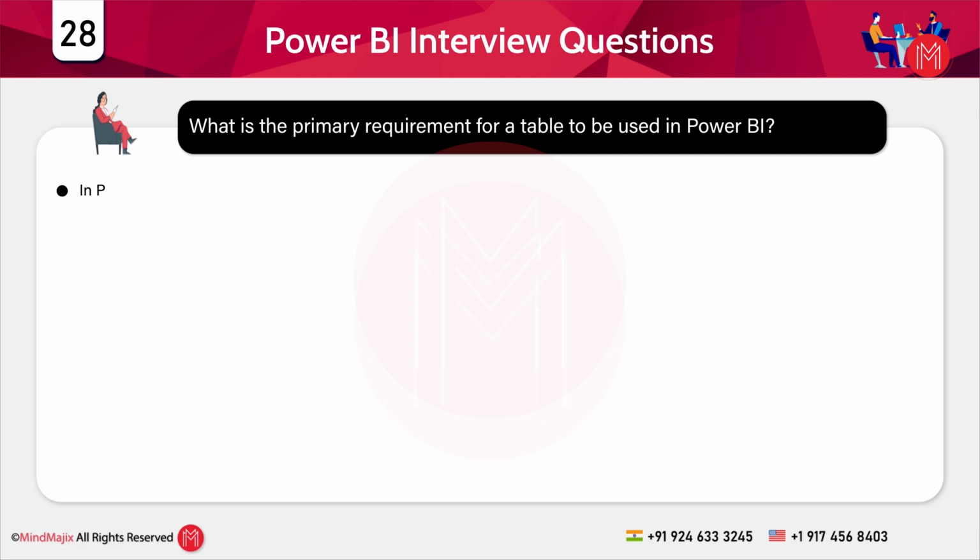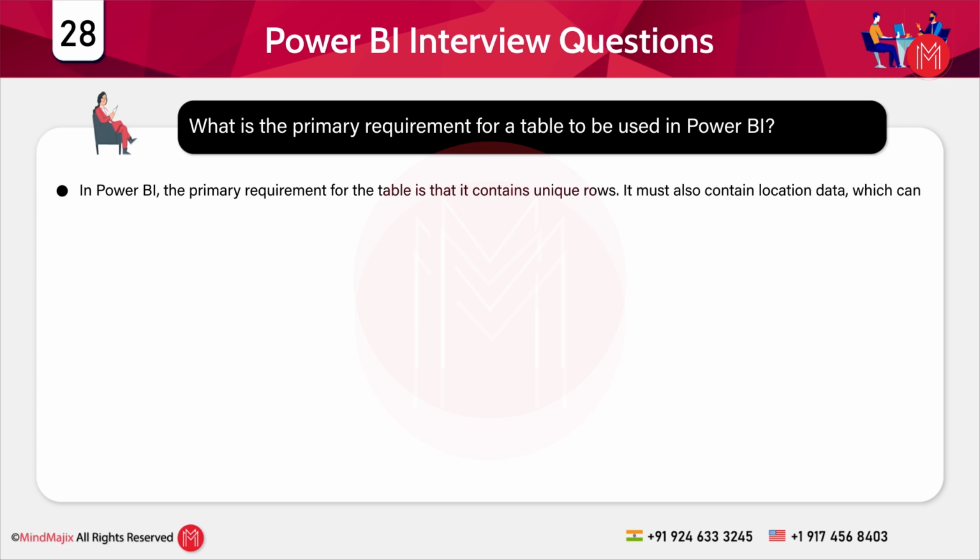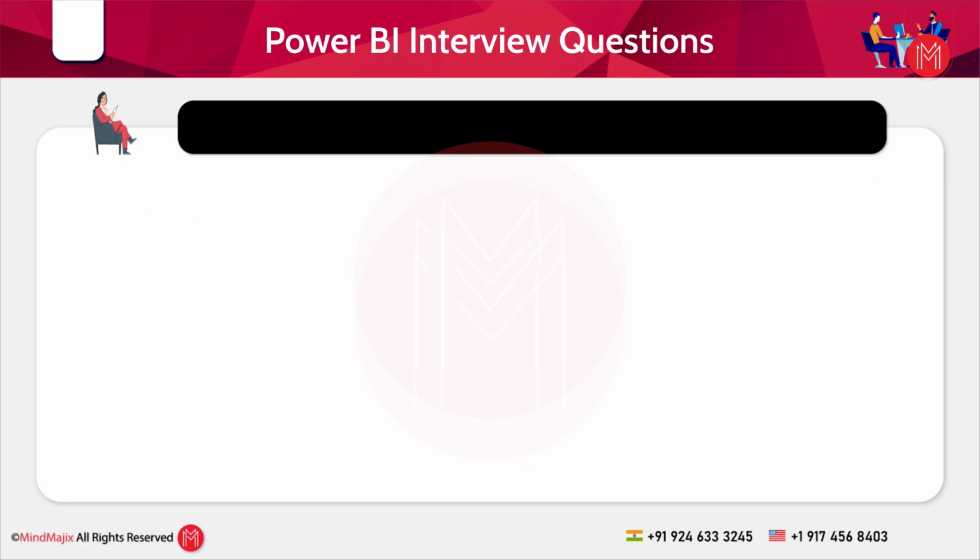The next question is, what is the primary requirement for a table to be used in Power BI? In Power BI, the primary requirement for the table is that it contains unique rows. It must also contain the location data, which can be either a latitude or longitude pair. And you can use address fields such as street, city, and so on, which can be easily located by Microsoft Bing.